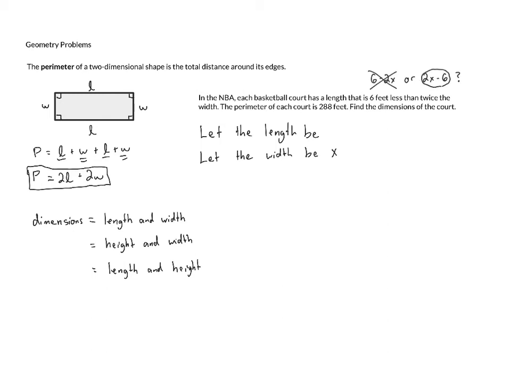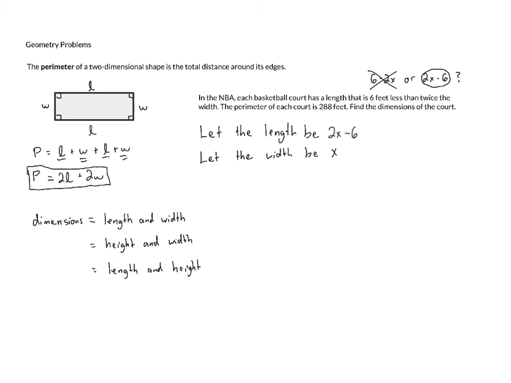The reason is, when it says 6 feet less than something, that means 6 is getting subtracted from something else. So that's going to be 2x minus 6. Twice the width is represented by 2x, and 6 feet less than that means we're subtracting 6 from it, so it's going to end up being 2x minus 6. With subtraction, the order matters, so you've got to make sure you're interpreting this correctly.